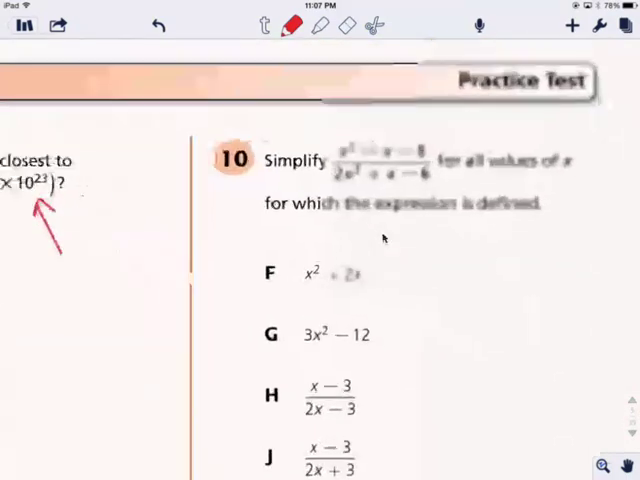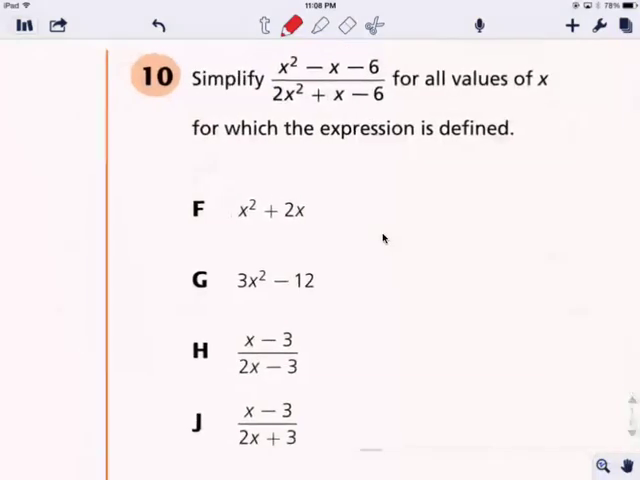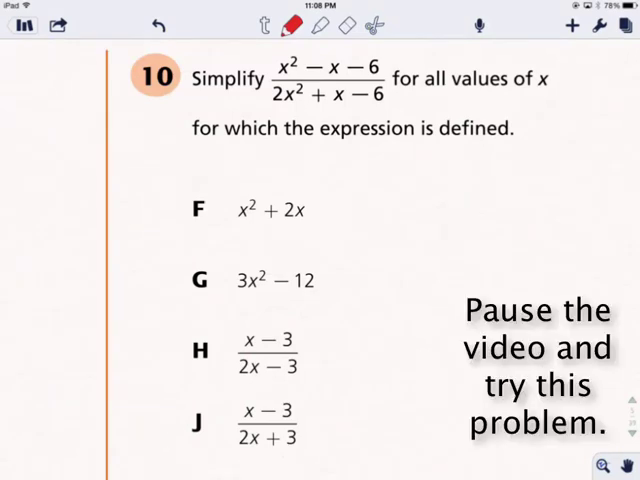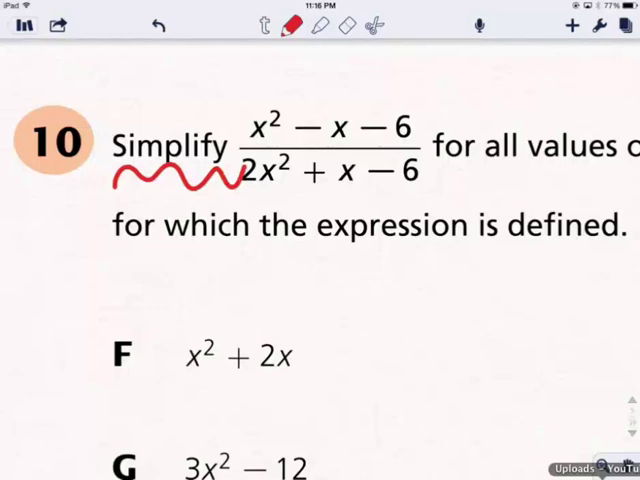All right, let's go ahead and finish up this video with number 10. Go ahead and try to solve number 10. This is probably the most difficult one that we've looked at so far, but it is also the topic that we've studied most recently, rational expressions. So, when we are asked to simplify a rational expression, remember a rational expression is a fraction that has a polynomial on top and a polynomial on bottom, like we have here.